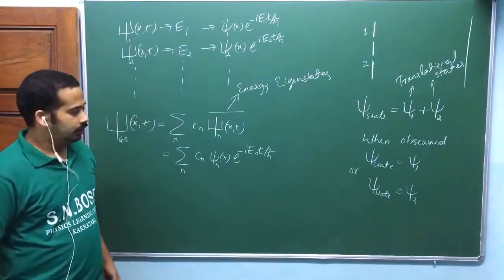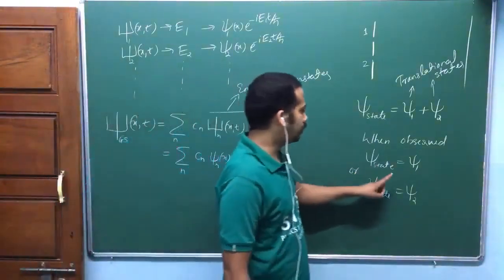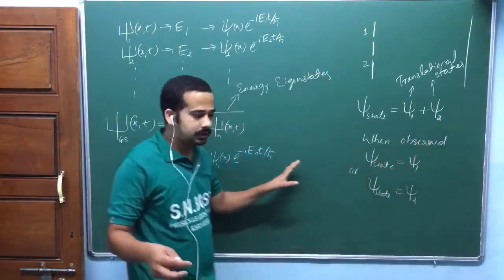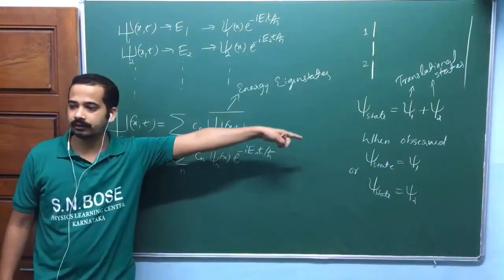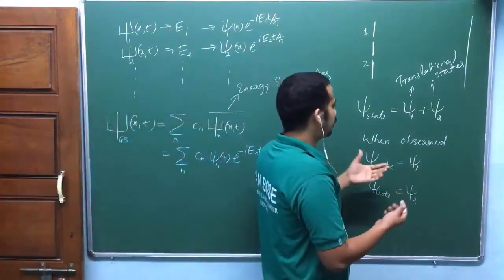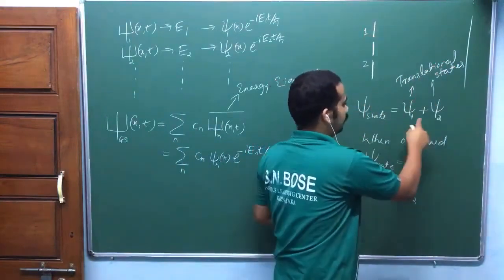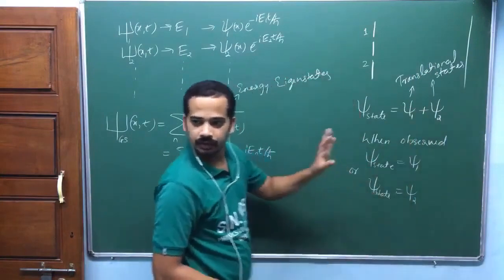Now look here. If you do the measurement, you got either psi 1 or psi 2. Exactly in the same manner, if you do an energy measurement, either you will get E1 or E2 or E3. There is no possibility that when you do the measurement, the electron will split into two and pass through both slits, as you might feel here. In the case of a superposition state, it will not happen.